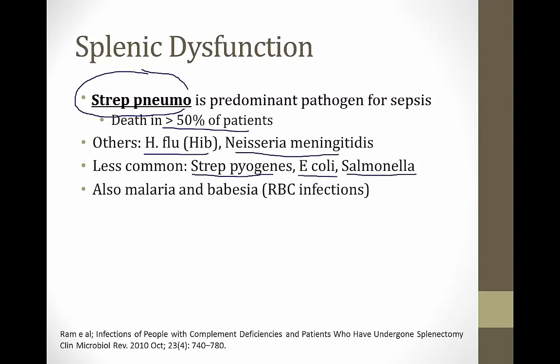And then finally, recall that both malaria and babesia are protozoa that can infect red blood cells. And because the spleen is absent in these patients, it can't clear these infections very easily, and they can get an overwhelming infection with malaria or babesia.